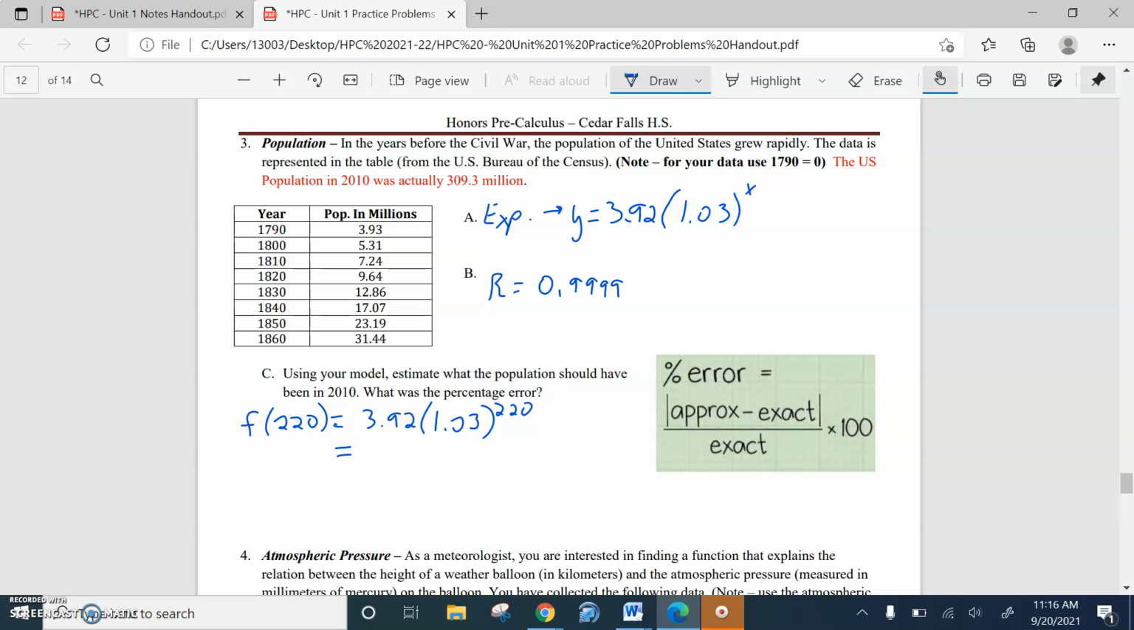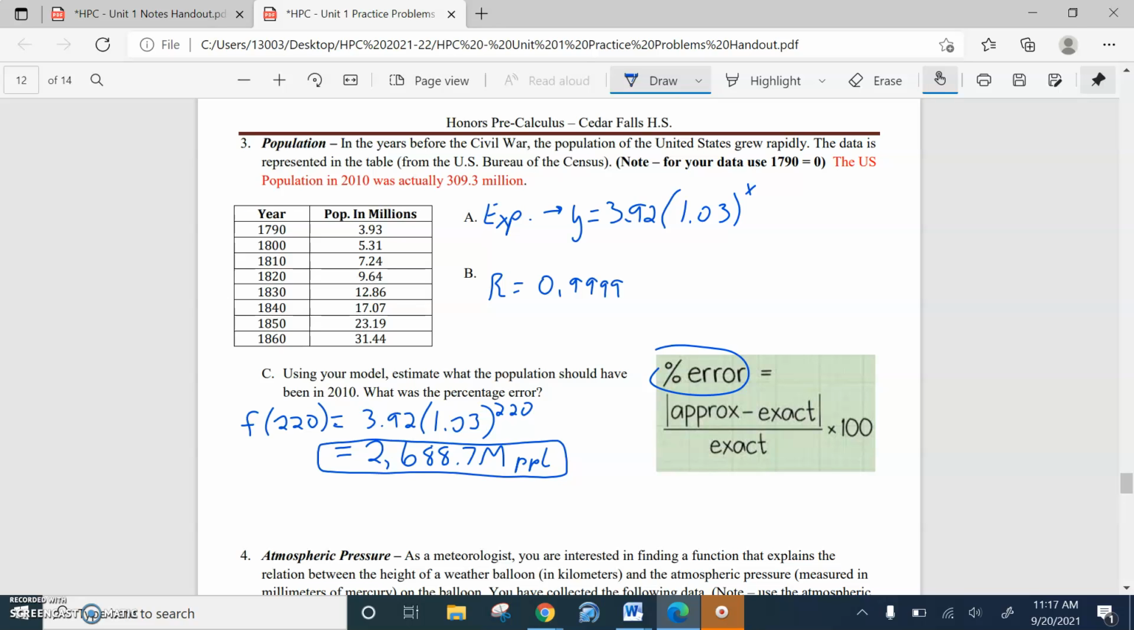What you find is the estimated population would be, rounding a little bit, 2,688.7 million people. Capital M for million. I should probably put a unit on that, PPL. So using the model, that is the estimated population, one of our answers for question C. Question C also asks what the percentage error was. The percentage error we need to find by taking the approximate minus the exact.